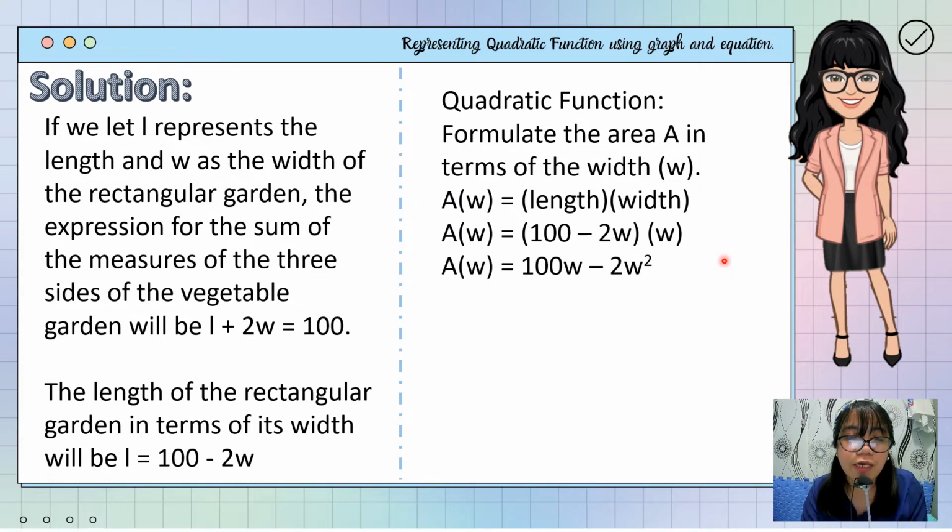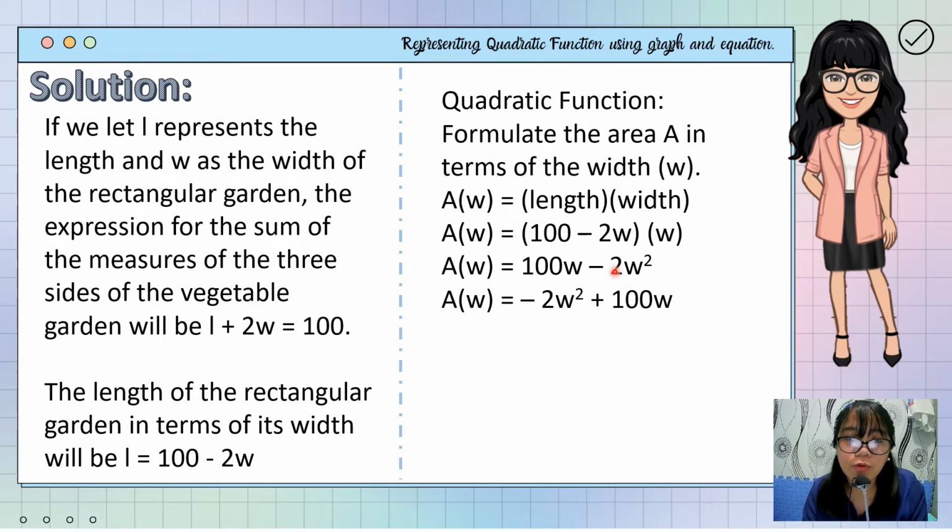Then we simplify. We multiply W to the binomial. So W times 100 equals 100W. W times negative 2W equals negative 2W squared. This is now our new area. Area in terms of width equals 100W minus 2W squared. Then we will just interchange the position of 100W and negative 2W squared so that our quadratic term will come first.